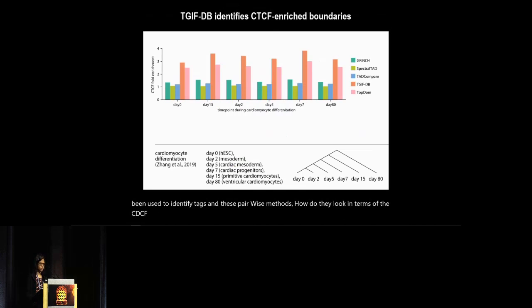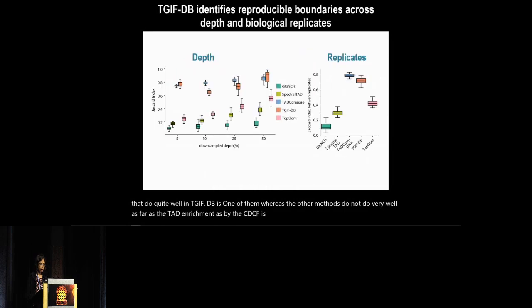So here you see different methods. We have TGIF-DB and TADcompare, and we have these other methods which are generally taking the Hi-C matrix one at a time, and we are asking, for the boundaries that it found, how significantly enriched it is, for this particular time course data set. And what we see is that there are 2 methods that do quite well, and TGIF-DB is one of them, whereas the other methods don't do very well as far as the TAD enrichment, as well as CTCF is concerned.